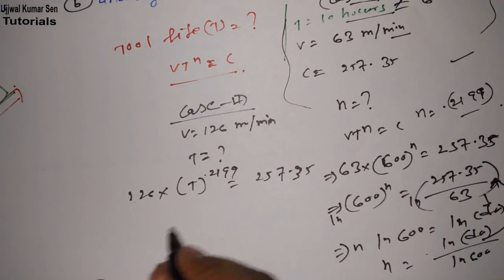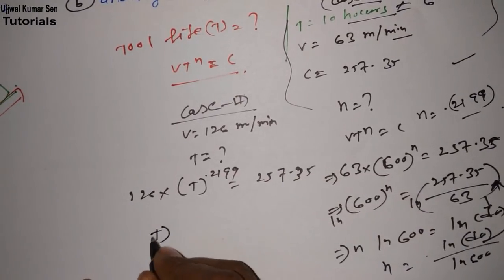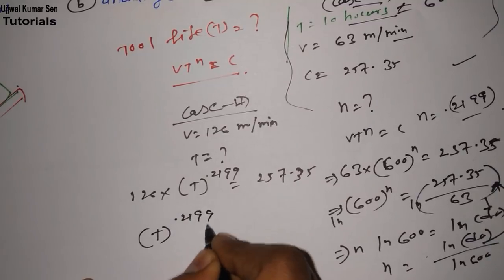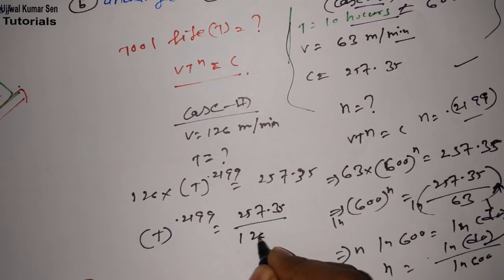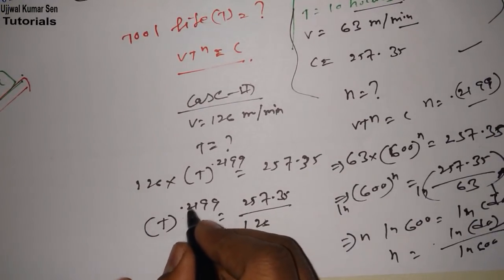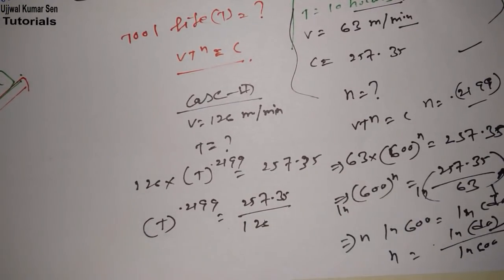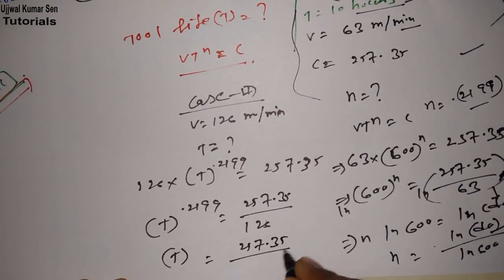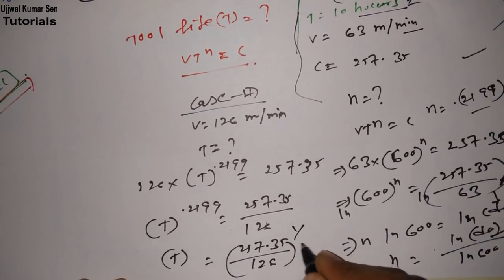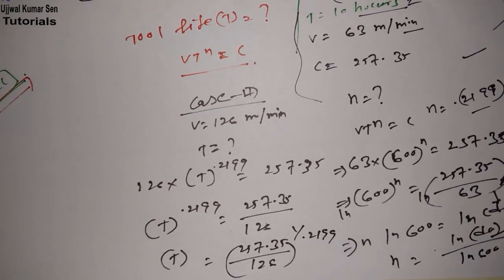Now I have to send this value to the other side. So T to the power 0.2199 is 257.35 by 126. If I send the exponent to that side, the reciprocal will happen. So T is equal to 257.35 by 126, to the power 1 by 0.2199.